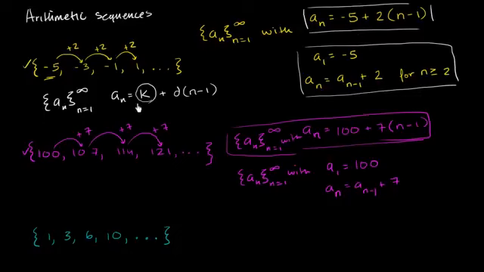The other way, if you wanted to write the recursive way of defining an arithmetic sequence generally, you could say a sub 1 is equal to k, and then a sub n is equal to a sub n minus 1. A given term is equal to the previous term plus d for n greater than or equal to 2. So once again, this is explicit. This is the recursive way of defining it, and we would just write with there.